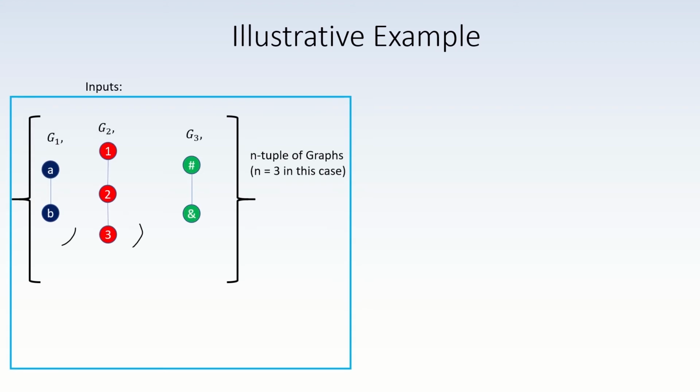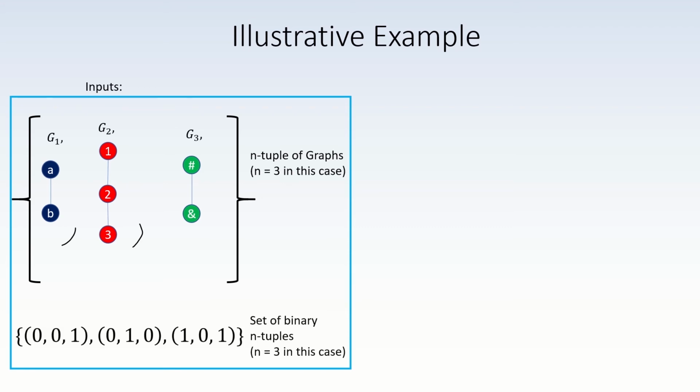As its inputs, it receives an ordered list, also known as a tuple, of undirected graphs, as well as a set of binary tuples, that is, tuples whose elements are either 0 or 1. This set of binary tuples is called the basis. The binary tuples must be of equal size to the ordered list of graphs. That is, they are both n-tuples for a positive integer n. In the demonstration seen here, n is 3.